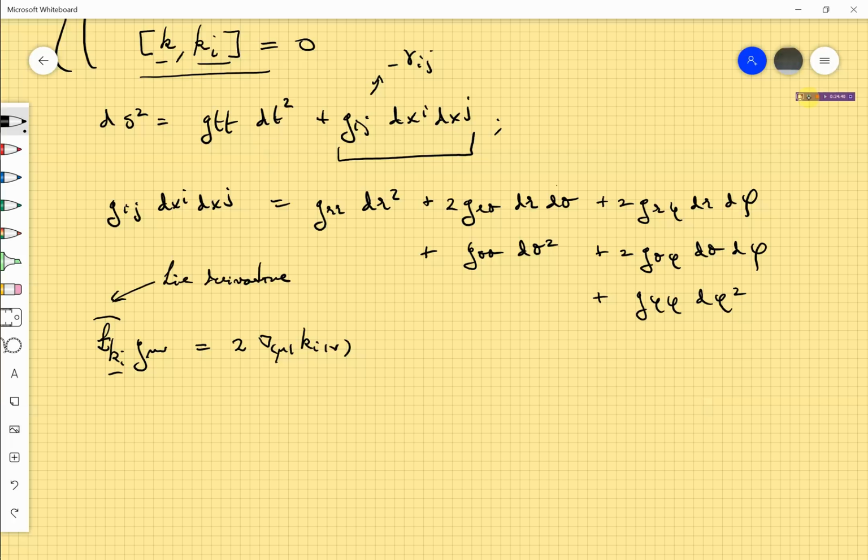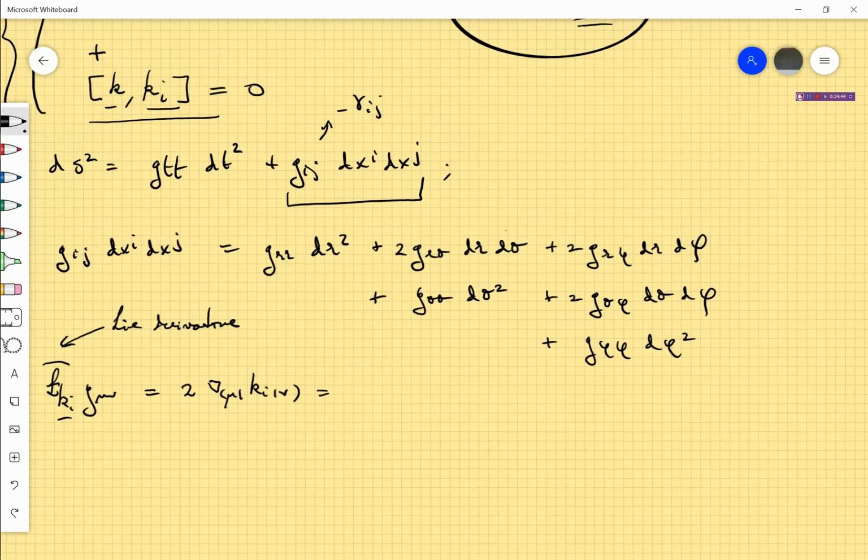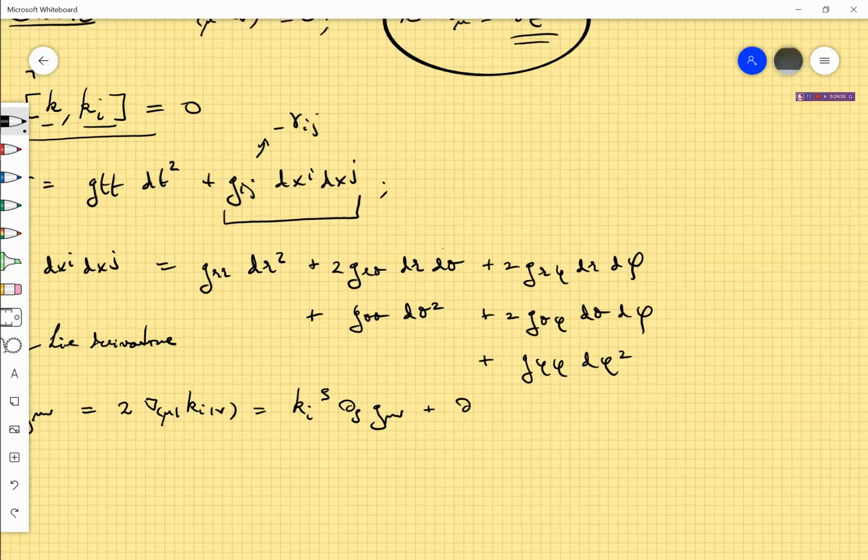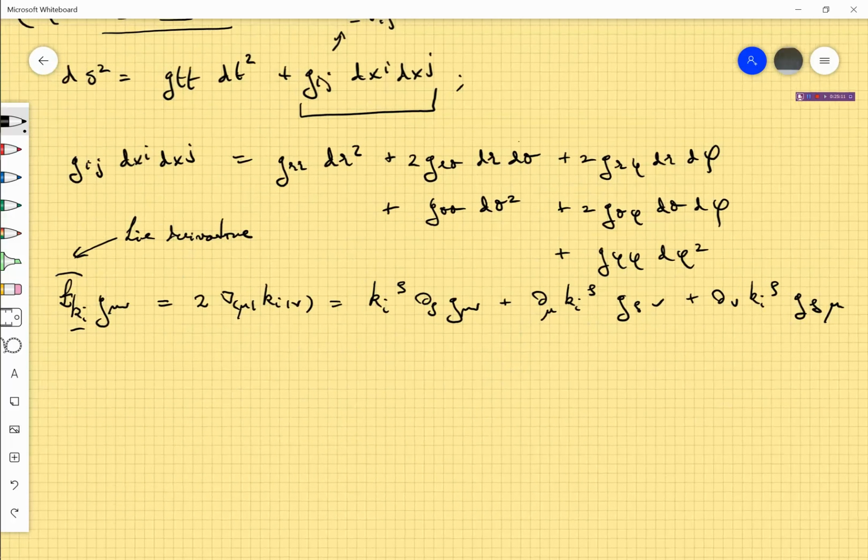Now what I really want to do is to expand this in the way in which we originally obtained this equation, which is k^rho partial_rho g_mu nu plus partial_mu k^rho g_rho nu plus partial_nu k^rho g_mu rho. This is the form that these equations have. So let's start with K3. Remember that K3 is just d/d phi, or partial phi. It is the adapted coordinate to this isometry. It's an isometry because we have assumed that it is, because the metric is spherically symmetric.